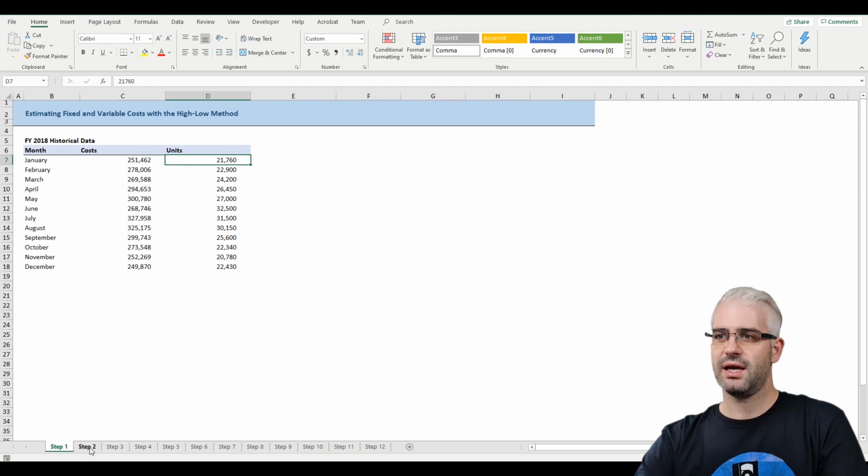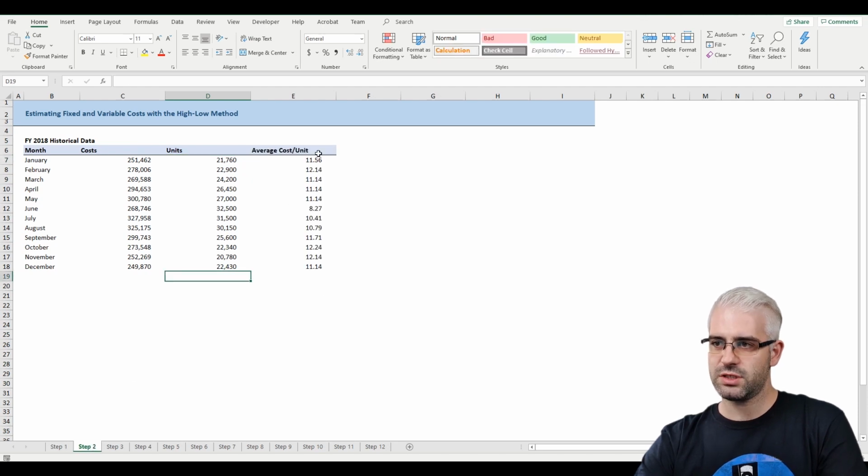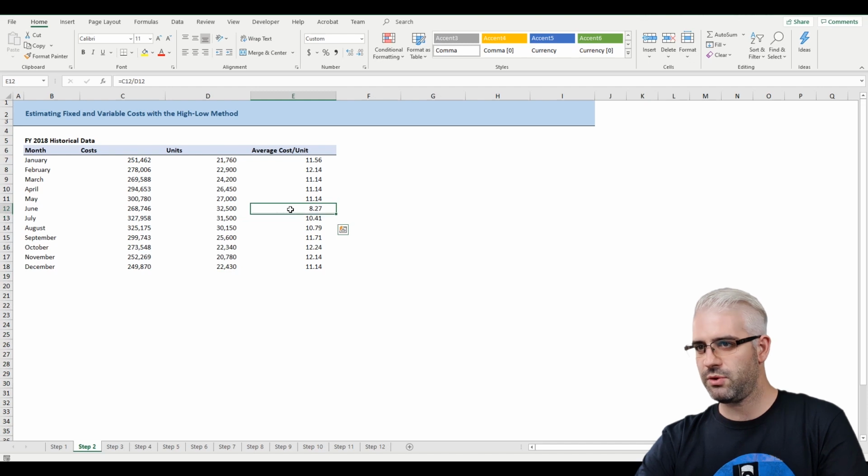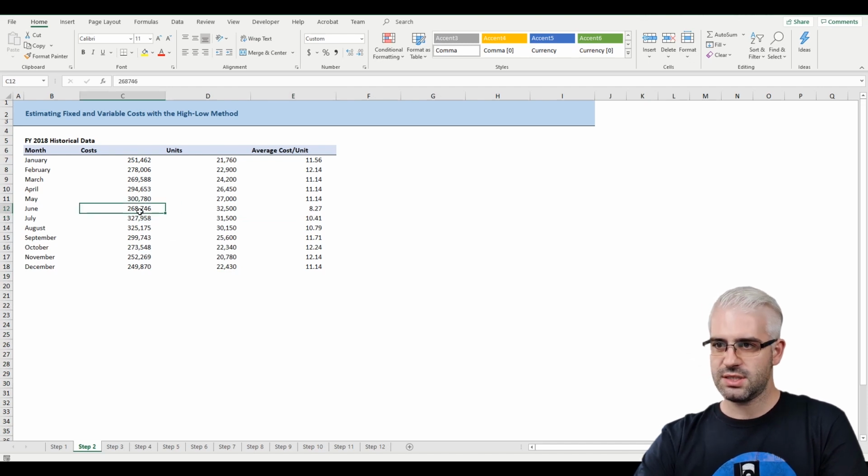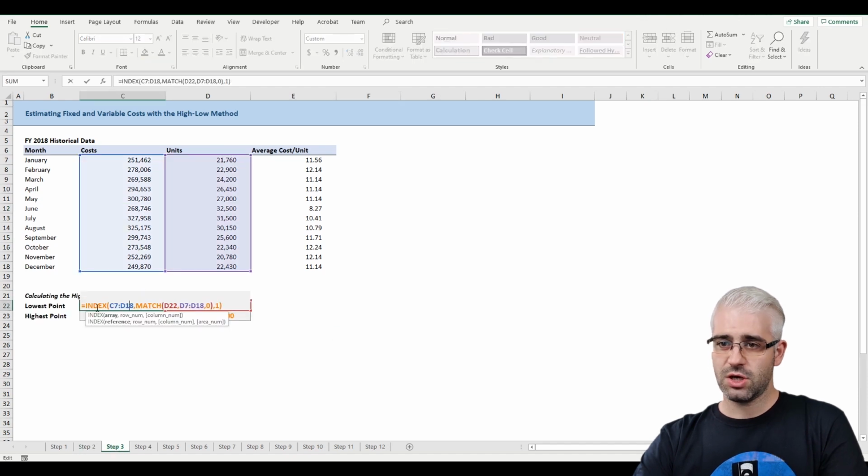So the first thing I'd like to do is just calculate the average cost, and I noticed that it's pretty much stable apart from June, so something happened in June. Maybe we had some huge cost saving or something like that. The next thing I want to do is just go ahead and calculate our lowest and highest points.